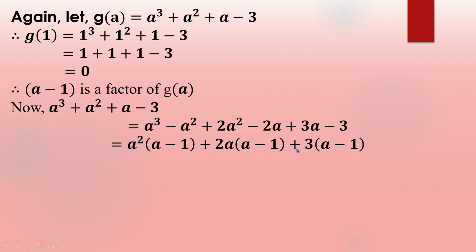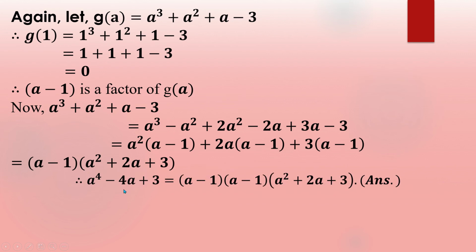Now plus 3 minus 1 means minus 3. This equals a minus 1 into a square plus 2a plus 3. This cannot be broken further. So the required value of a to the power 4 minus 4a plus 3 equals a minus 1 into a minus 1 into a square plus 2a plus 3. This is the required answer. Clear, student? Okay.